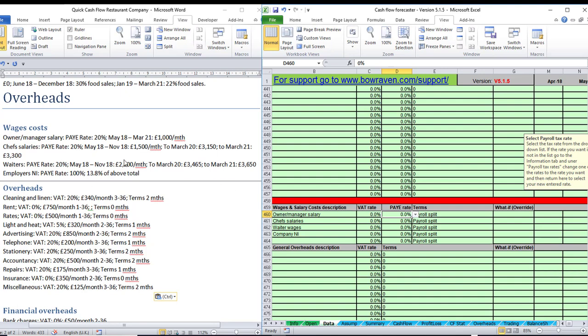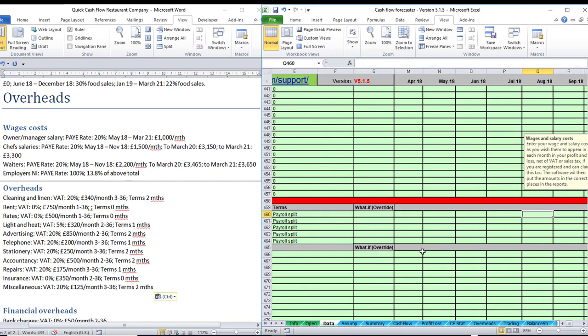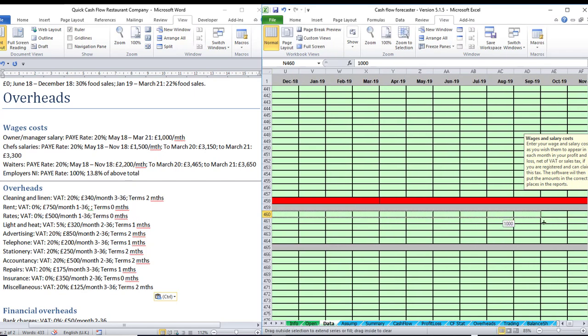So on here, I put that in. In each case those are 20%, 20%, 20%. But then company NI is 100%. In other words, 100% of the amount is paid to HMRC, so none of it goes to the employee. So let's go across here, and they all start in May. So the owner, it's £1,000 per month, and that carries on all the way through, so it doesn't change to March 21.